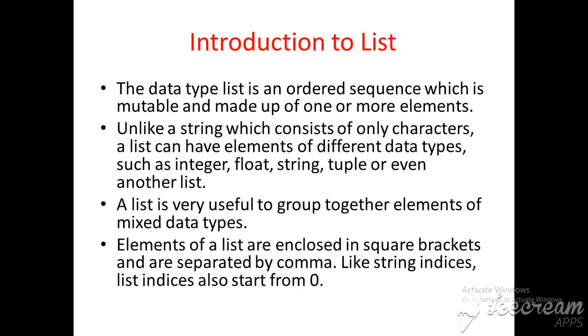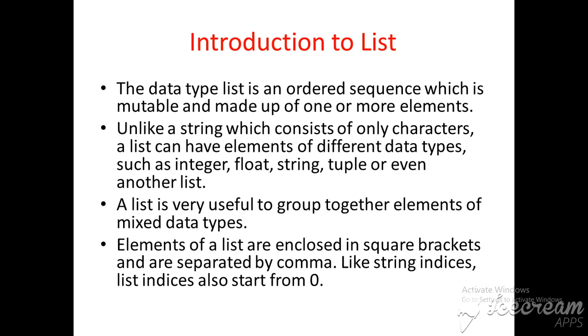So here a list is a data type. We already studied the list in previous chapters, how to use the list and how to represent a list. So in this chapter we are going to study details about the list data type. The data type list is an ordered sequence which is mutable and made up of one or more elements. Mutable means we can change the elements inside the list.